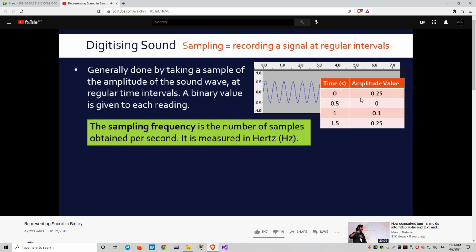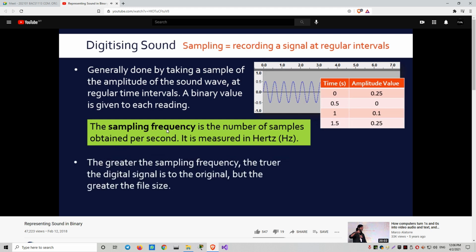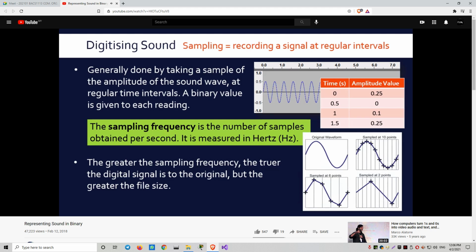A key term then is the sampling frequency, which is the number of samples obtained per second, and it's measured in hertz. Hertz as a unit is just per second. It's used all over the place to do frequency, because frequency is per second. So here our sampling interval is 0.5 seconds, so we have 2 samples per second. The sampling frequency is 2 Hz. And the greater the sampling frequency, the higher this value is, the truer the digital signal is to the original, but the greater the file size. So there's always a disadvantage of increasing the quality of our digitized version.